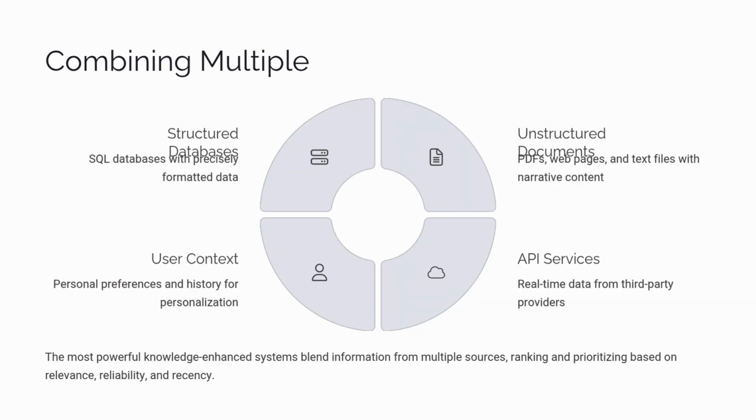Combining multiple sources enhances system capabilities. Structured databases like SQL provide precise data, while unstructured documents offer narrative content. API services deliver real-time data, and user context adds personalization. Effective systems rank and prioritize these sources by relevance, reliability, and recency for optimal knowledge integration.